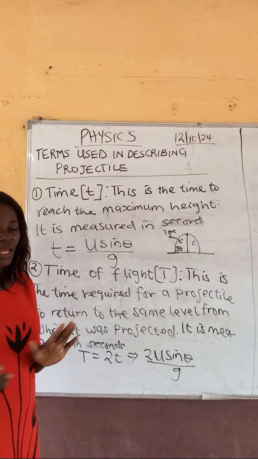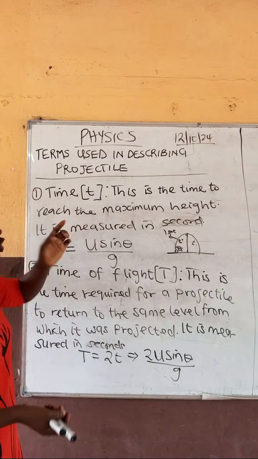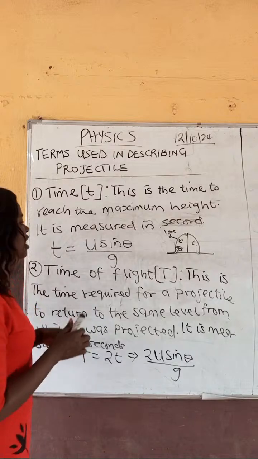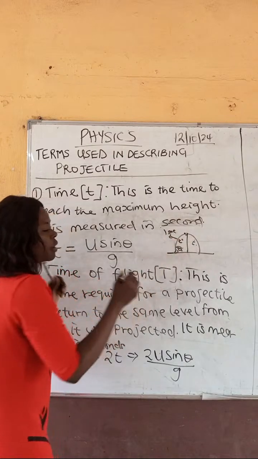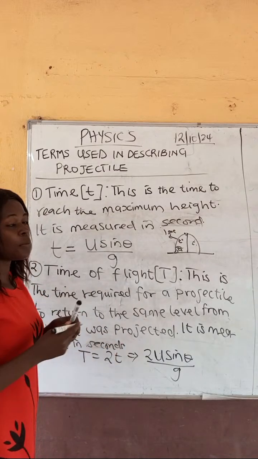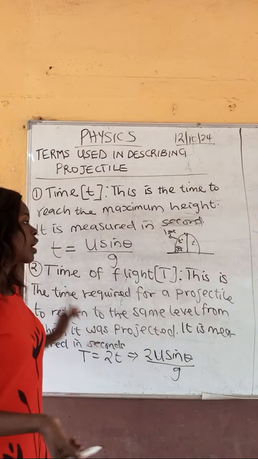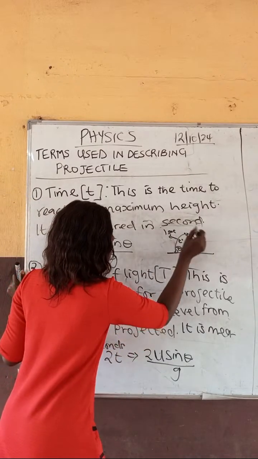I hope you understand. Let me explain it again. This time is the time required for an object to reach the maximum height. And the maximum height is just from here to here. We are not considering the whole movement of an object. Now, if you look at the time of flight, it's 2 times the time to reach the maximum height. That means we are considering when the object has moved from here to the ground.